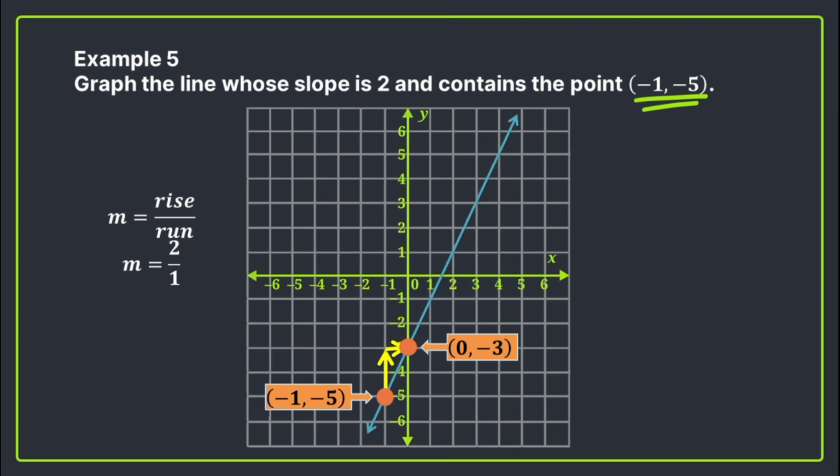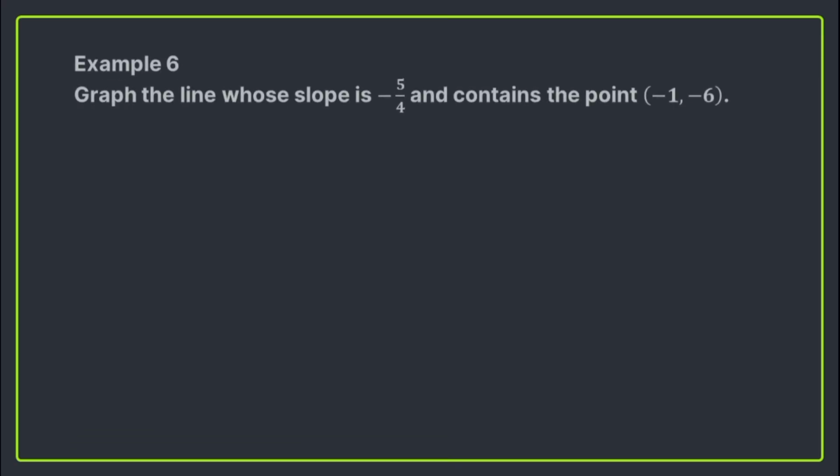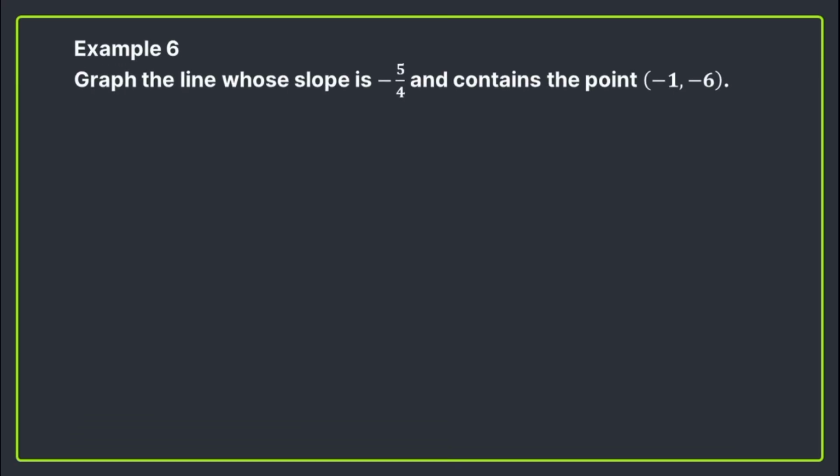So that's how we graph using the slope and 1 point, using the slope formula. And here's another example. Graph the line whose slope is negative 5 over 4 and contains the point (negative 1, negative 6).